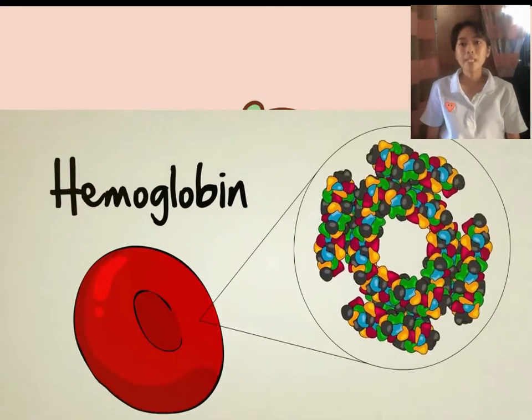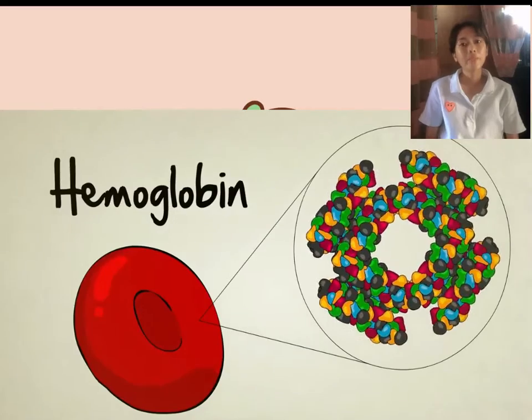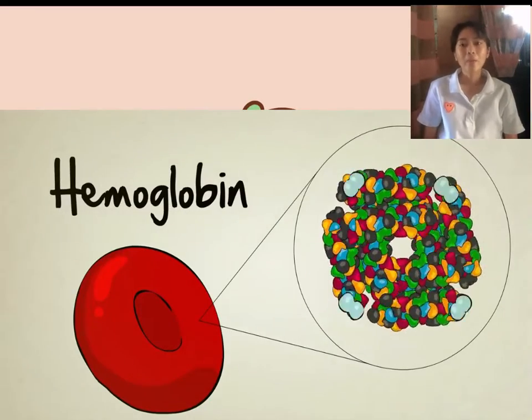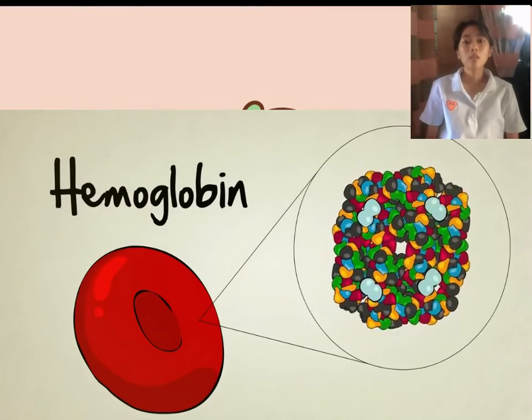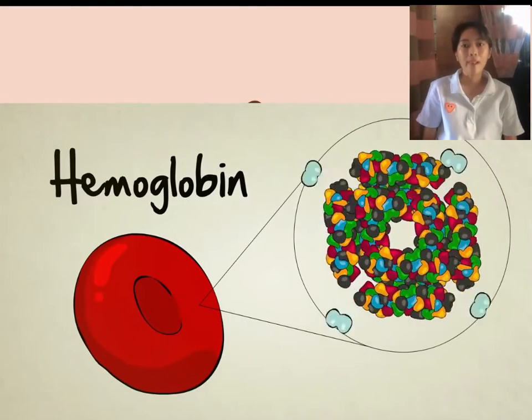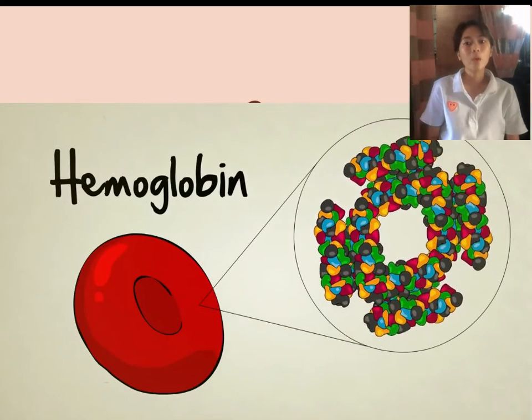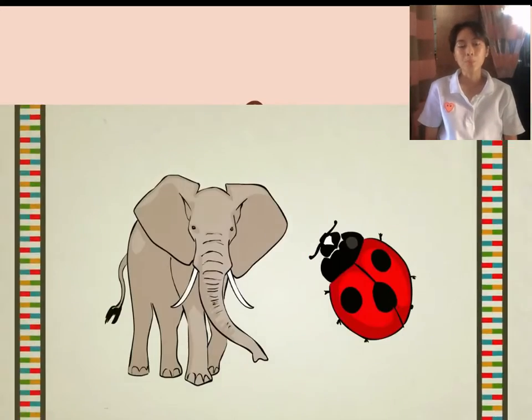Hemoglobin, for example, is a protein structure found in red blood cells. Its unique shape and size allow it to capture oxygen molecules when blood flows near the lungs and then release them later when blood flows near oxygen-starved tissues.